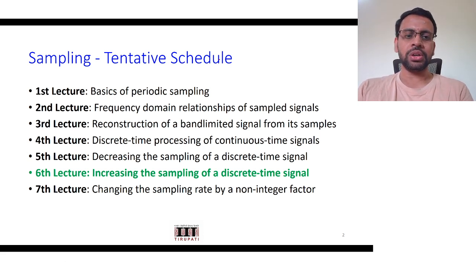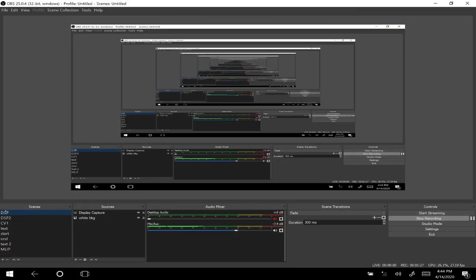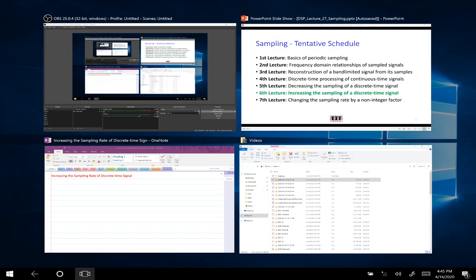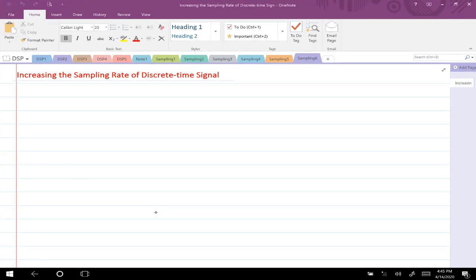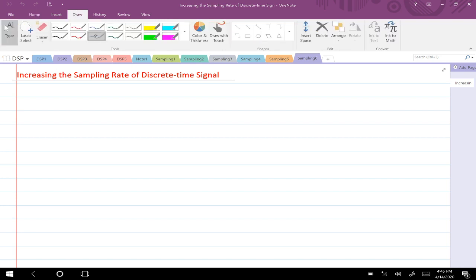Okay, so let me now move on to the desktop mode, sharing the desktop, and to the OneNote settings. Right, so this is what we are going to take a look at in today's lecture: increasing the sampling rate of discrete time signals. Okay, so what does that mean?